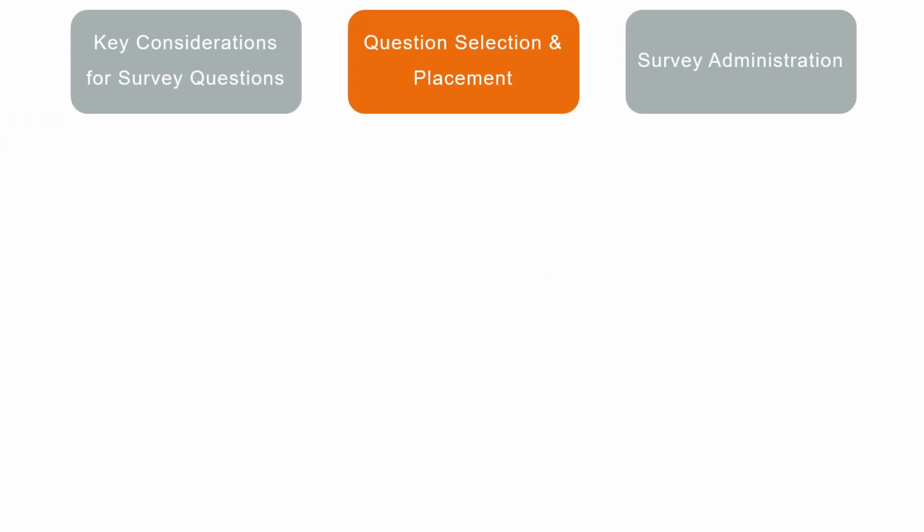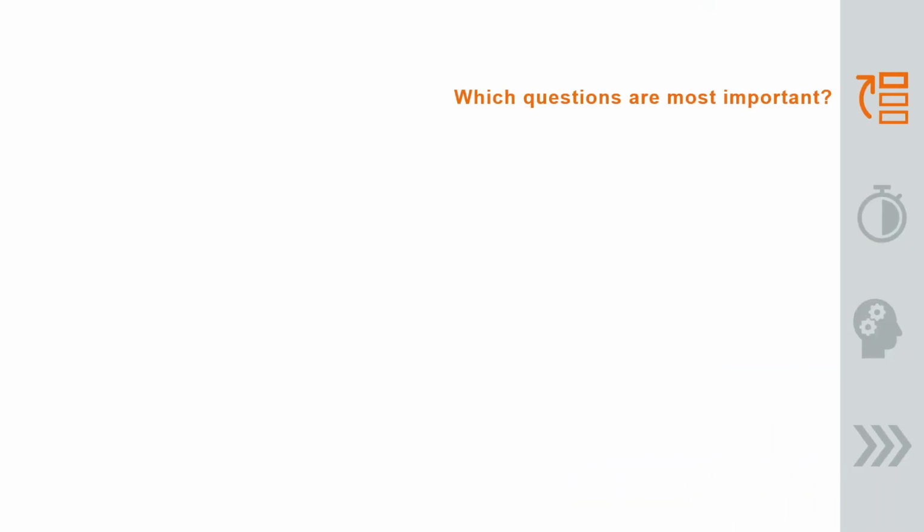Now let's take a look at question selection and placement. When determining the question placement, ask yourself, which questions are most important? Remember that there will always be respondents who do not complete the survey, so we generally want our more important questions up front in the hopes that most people will answer those.